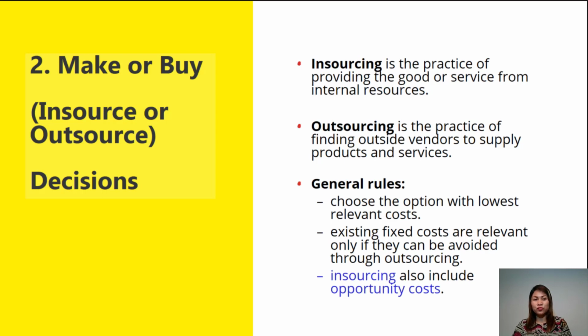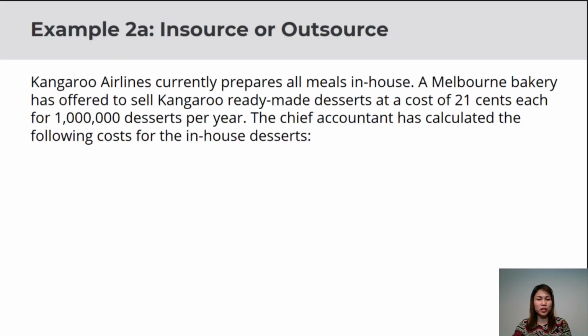The general rules for make or buy decision, well, it's kind of like a basic cost benefit analysis. You usually go with the option with the lowest relevant cost. Existing fixed costs are relevant only if they can be avoided through outsourcing. Note that for insourcing, you need to identify whether there is opportunity cost that needs to be included in your calculation. So let's have a look at an example here.